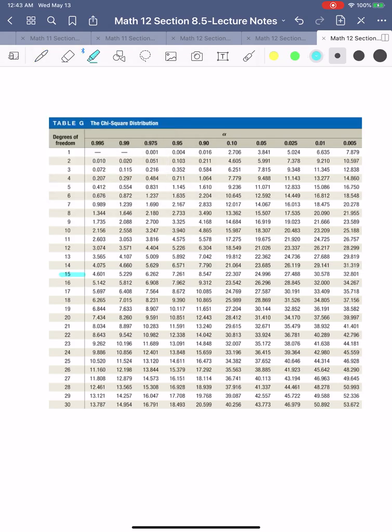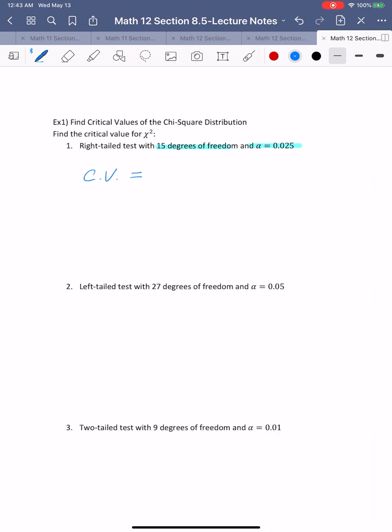And then alpha equal to 0.025, which is right here. So your number is 27.488. That's the critical value, 27.488.